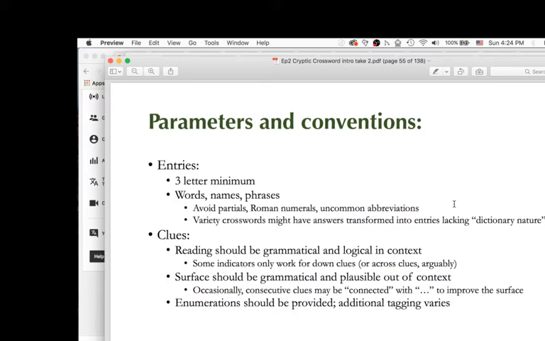But if you're not sure, consult the editors of a publication if you are submitting to a publication, or ask around or use your own judgment.